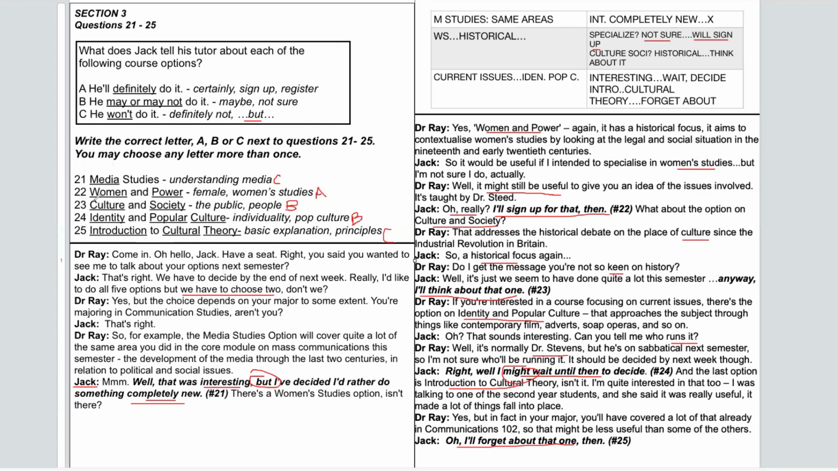So he will think about culture and society. He will think about identity and popular culture, but then just decide on one. And he might do this after the conversation with Dr. Ray, and we will never know what that conversation is. So don't let something like this confuse you. This doesn't mean that two have to be decided in this conversation. The fact that he has selected two to think about means that later on in his academic journey, he will decide between culture and society and identity and popular culture.